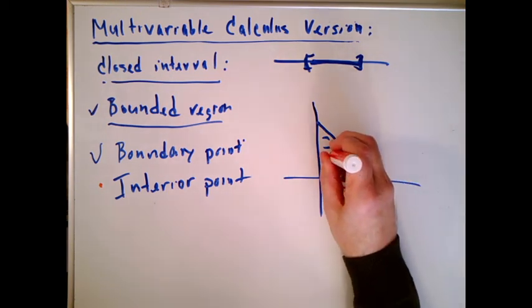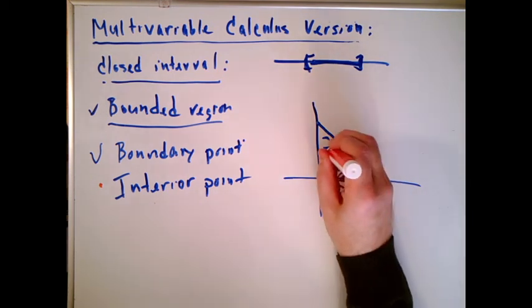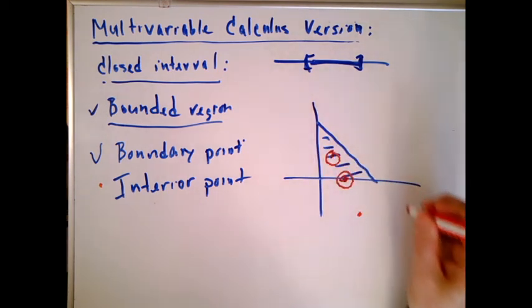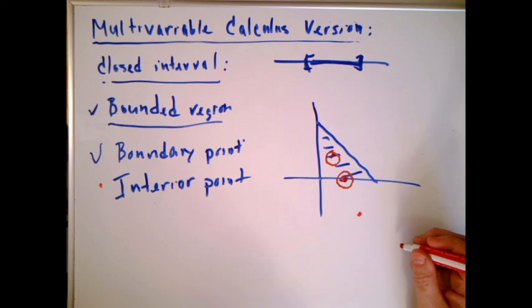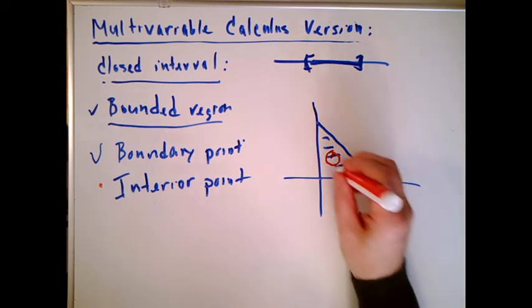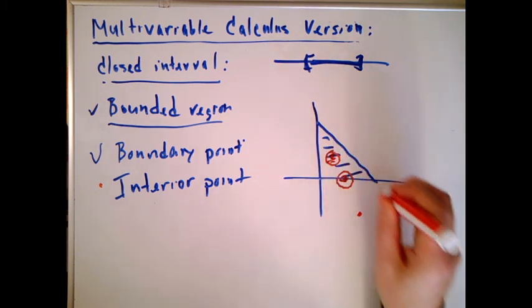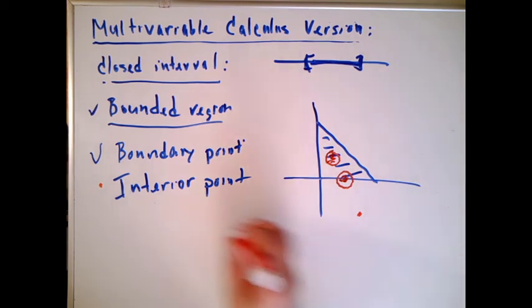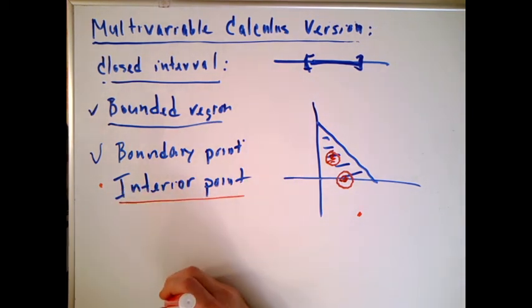However, this point right there, that is an interior point because I can find a circle, not every circle, but I can find a circle so that the whole circle and the inside of it, that's a disk, stays inside the region. So that's what we mean by interior point. One where you can draw a circle and the whole circle stays inside the region.